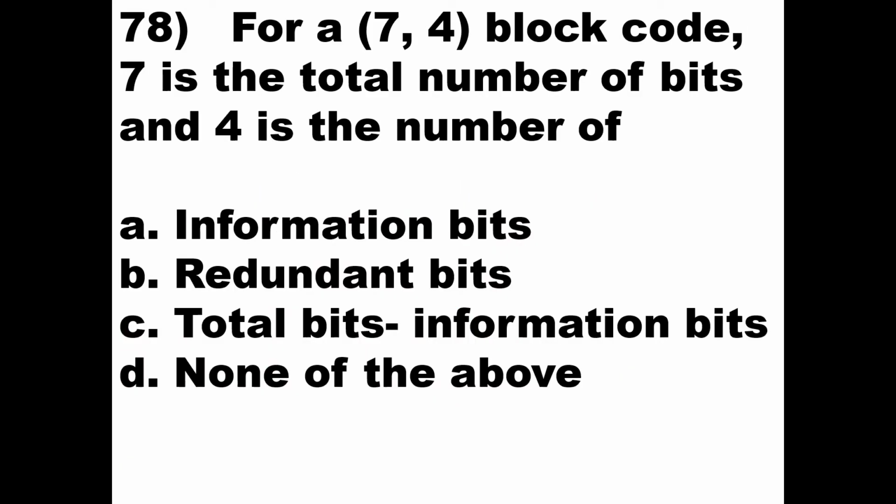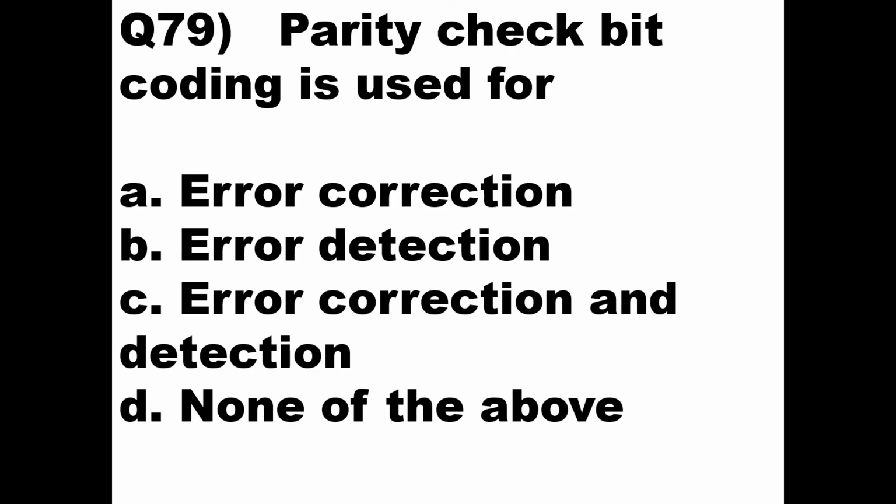For a (7, 4) block code, 7 is the total number of bits and 4 is the number of what. Whenever you write the block code as 7, 4 or any other number, the first digit will give you the total number of bits, that is information plus redundant bits. And the second number will give you the information bits. That means here 4 is the number of information bits. So here answer should be A, information bits.